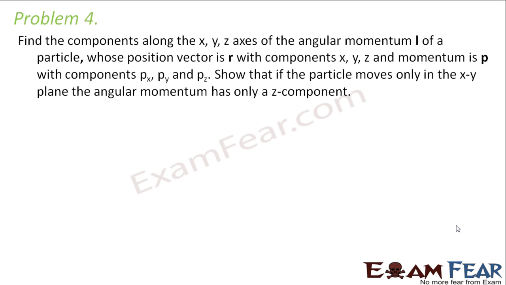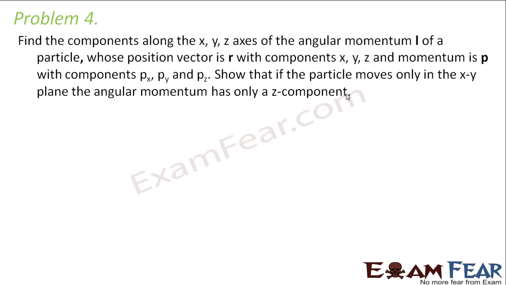Let us now look at the fourth problem. It says, find the components along the x, y, z axis of the angular momentum L of a particle whose position vector is r with components x, y, z and momentum is p with components px, py and pz. Show that if the particle moves only in the xy plane, the angular momentum has only a z component.